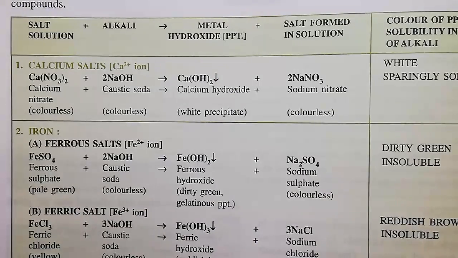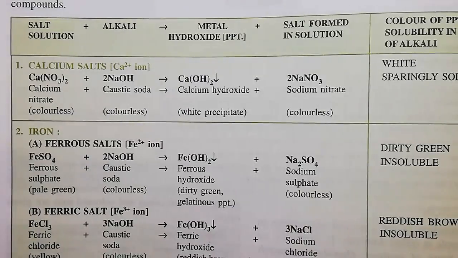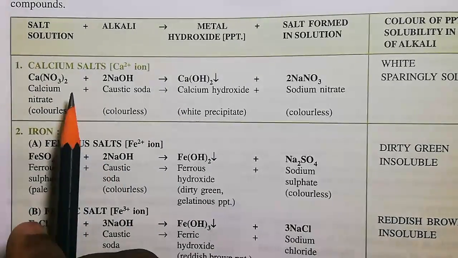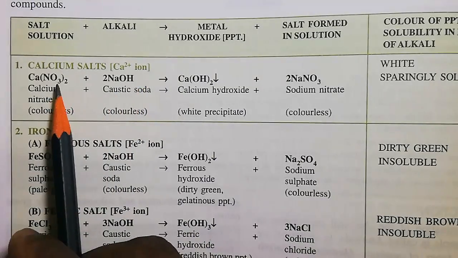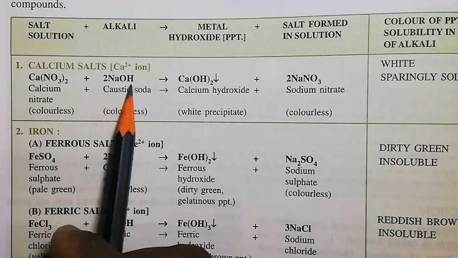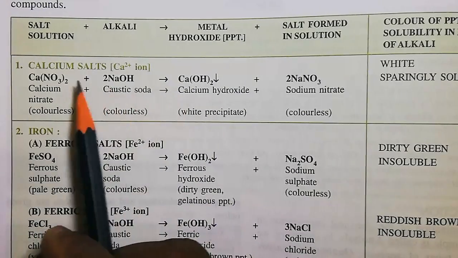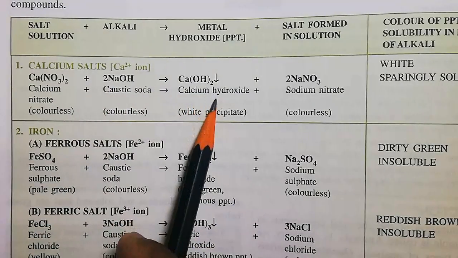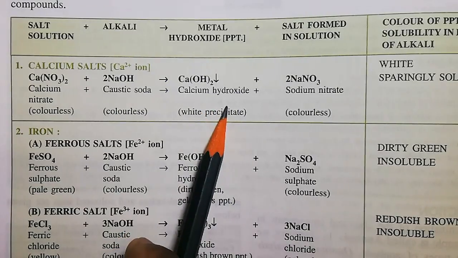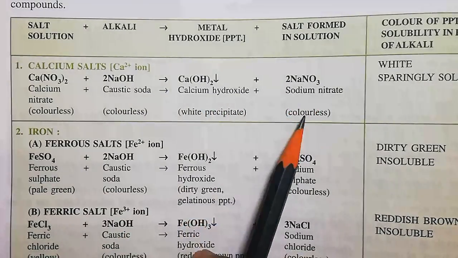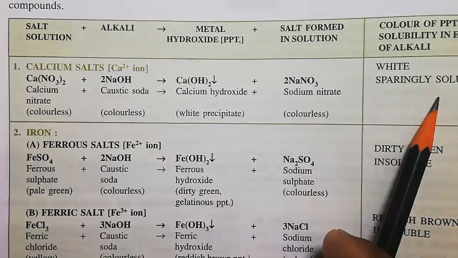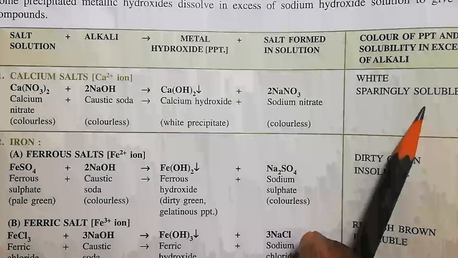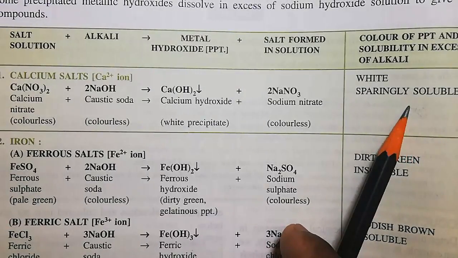Now we will study the action of sodium hydroxide solution on certain metallic salt solutions, and the very first one is calcium, a group 2 metal. Calcium nitrate reacts with caustic soda, or NaOH, and the hydroxide salt gets precipitated as a white precipitate, along with the side product sodium nitrate, which is colorless. The precipitate is white and sparingly soluble, that is, partially soluble, not totally soluble.